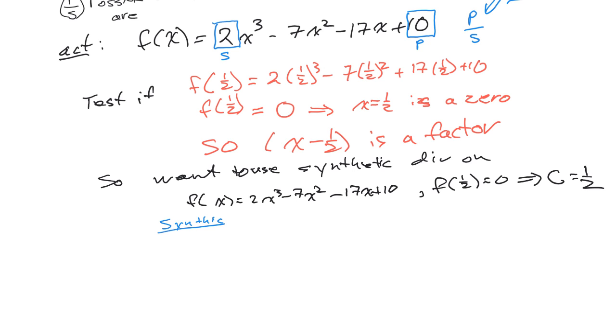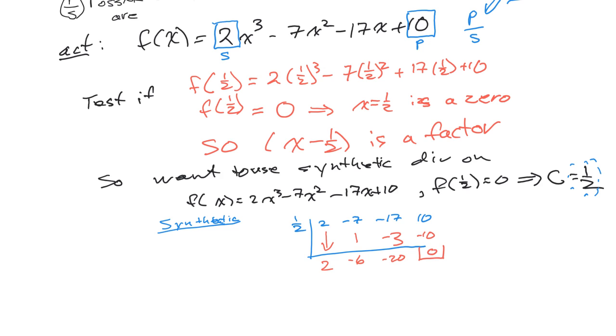So if I do synthetic division, you're going to have something like this. From your f value, you're going to have 2, -7, -17, and 10 as our individual numbers. Now, our c value is 1/2, so we put 1/2 in front. Then we bring down the 2. Then we take 1/2 times 2, which is just 1. 1 plus -7 is -6. Then we take -6 multiplied by 1/2. You get -3. And then -17 plus -3 is -20. And then -20 times 1/2 is -10.